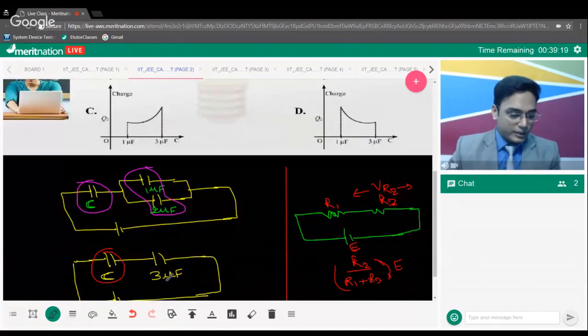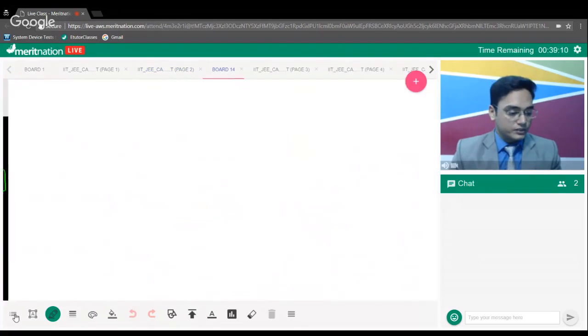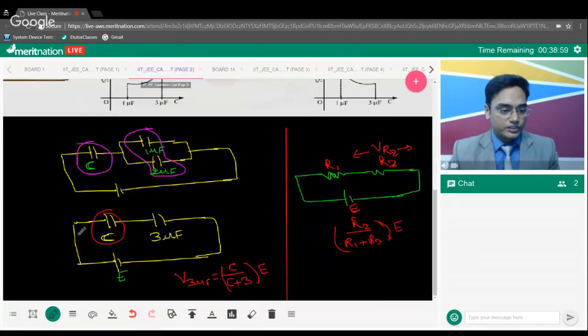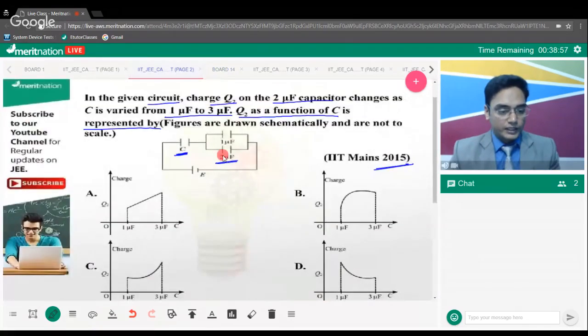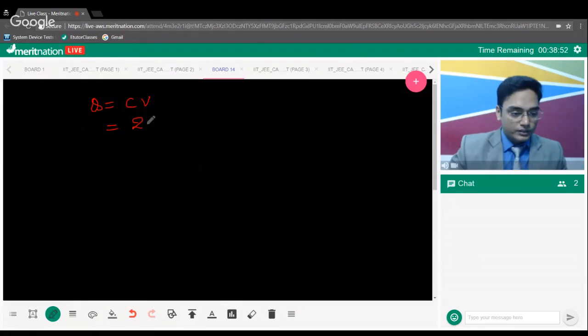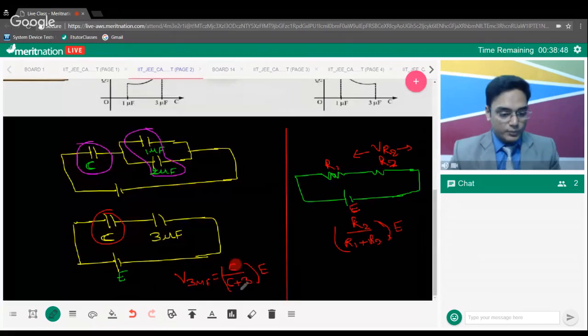So now for the 3 microfarad capacitor, V3 is C upon C plus 3 into E. Next is the charge on the 2 microfarad capacitor. We know the expression for charge, which is very easy: Q is equal to CV. Here we want the charge on the 2 microfarad capacitor, so C will be 2 microfarad into the voltage. We have obtained this voltage, which is C upon C plus 3 into E.